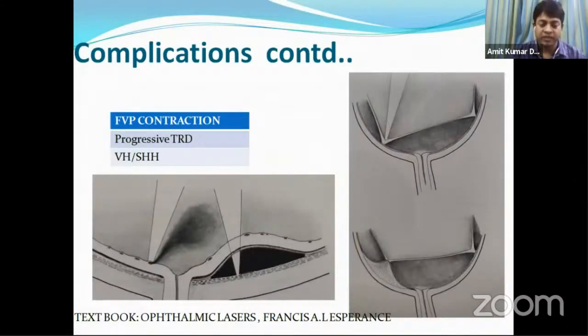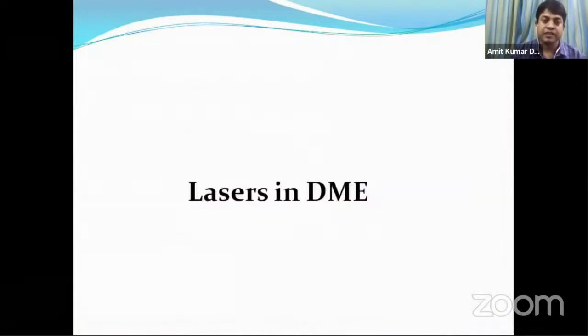So as I told, we should stay 2 disc diameters away from any fibrovascular proliferation whenever I am doing PRP. Otherwise, there is a chance of progression of tractional retinal detachment in those cases.